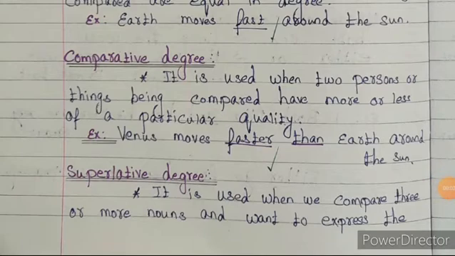The next is the comparative degree. It is used when two persons or things being compared have more or less of a particular quality. Look at this, children. For the positive degree, there is no comparison. It gives equal importance. But the comparative degree is used when two persons or things are being compared and have more or less of the same quality. When we are comparing two persons or two things, that is known as the comparative degree.